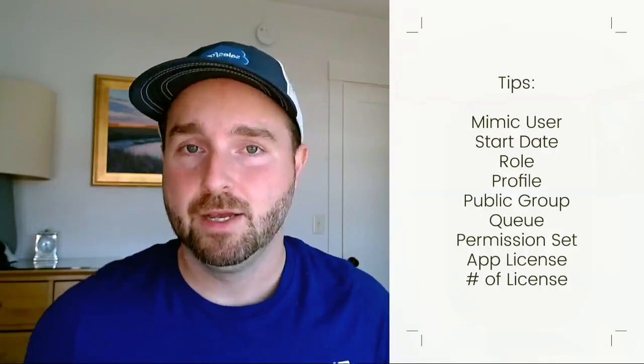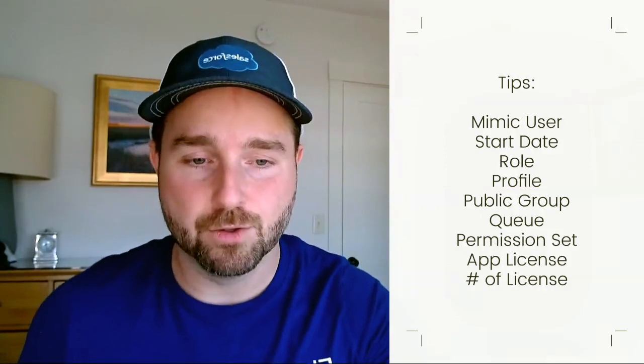Timothy over here, or Kelly over here is just like this new user, and we need them set up to be just the same. So what you can do is pull up Kelly's user record and see what role she has, what profile she has, what permission sets, what licenses. The roles, profiles, public groups, queues, permission sets, those are the things you need to look at when you're mimicking a user. The nice thing is you don't have to think outside of the box all that much. You just need to look at another user record and copy what you see there. Now, one thing to look out for is the start date.